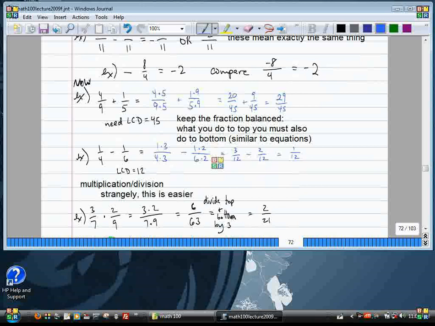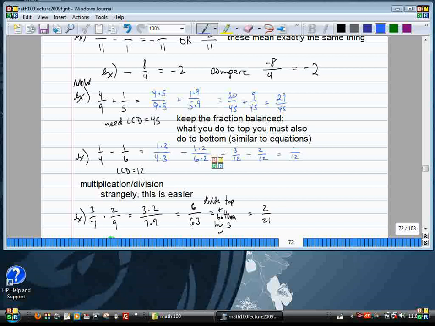And now we do the reducing that we just talked about before. There's a 3 in both the top and the bottom. So this works out to be 2/21. So this is one way to do the problem. But there's another way that sort of, I guess, keeps the numbers smaller or simpler. So what's another technique that we can use to do this problem?